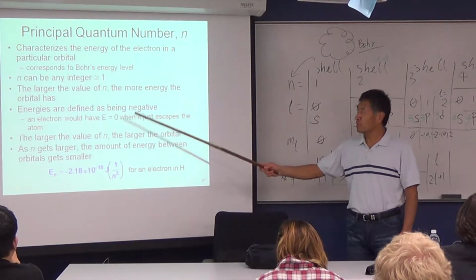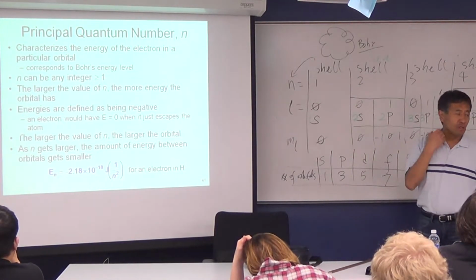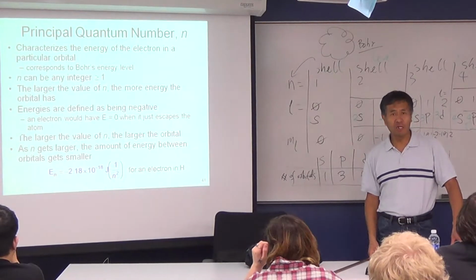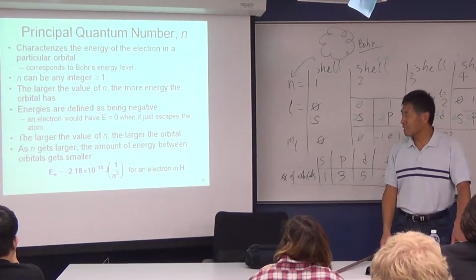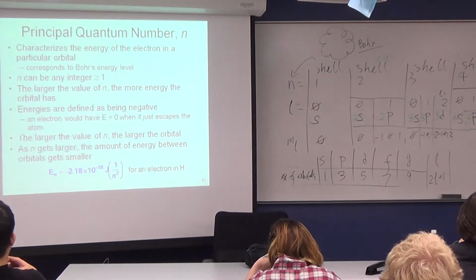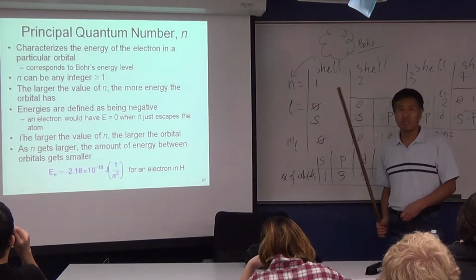And then the larger the n, the more energy it has. Remember I talked about you get 3 things from that equation. Okay? You get the psi, which are the orbitals. So those are the orbitals.